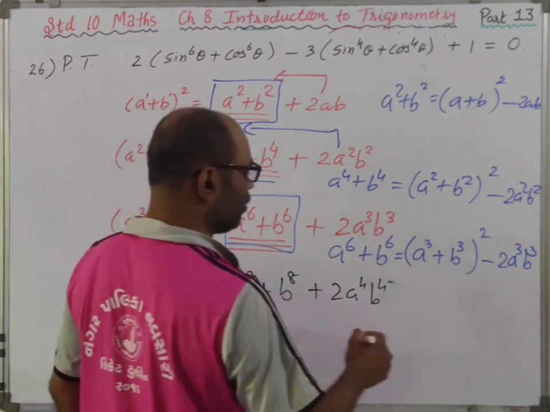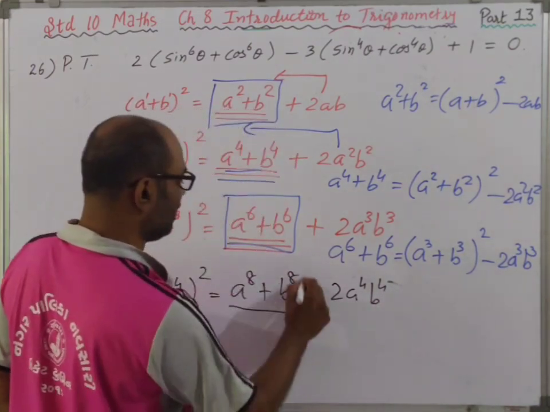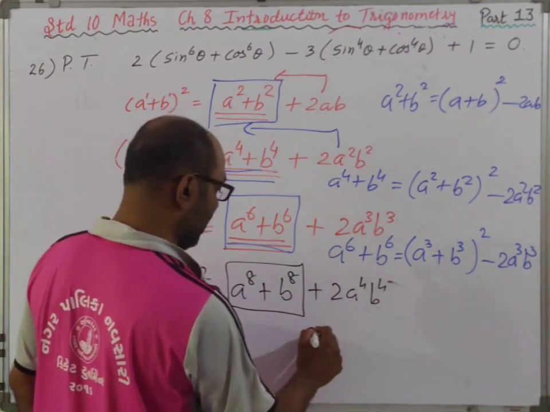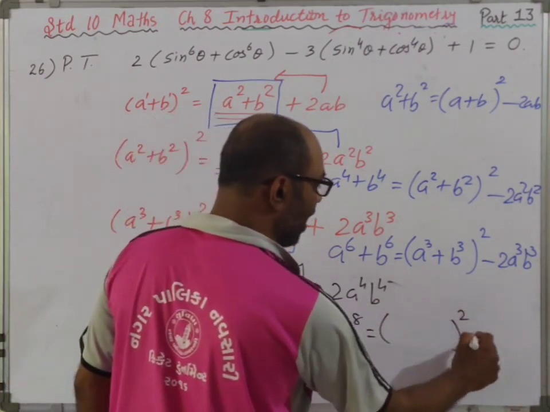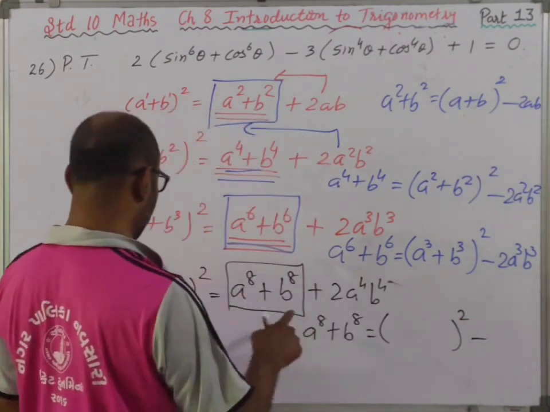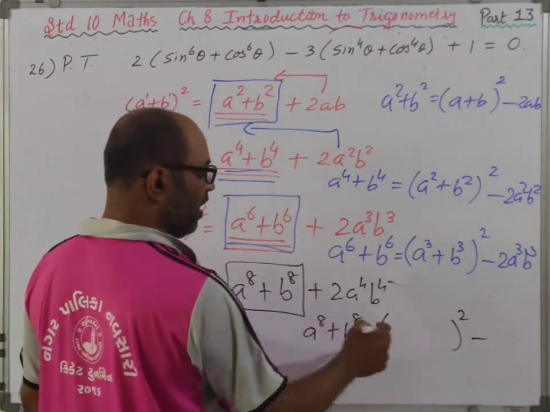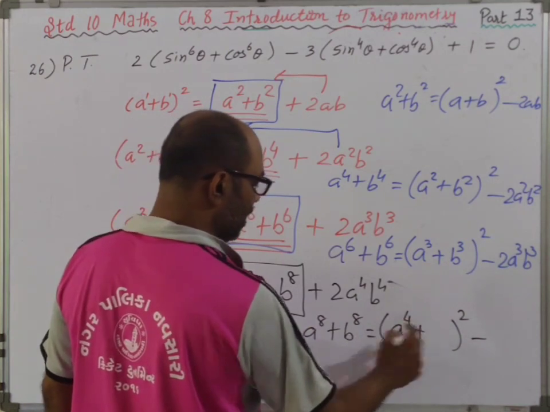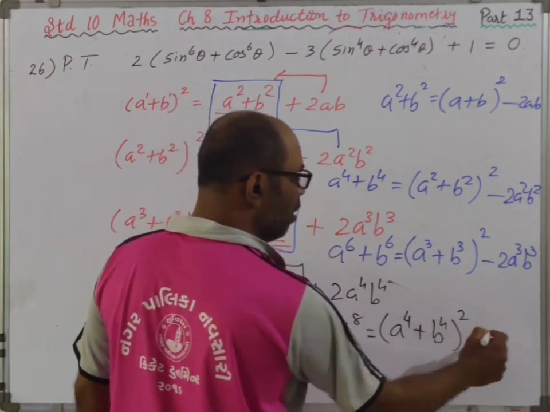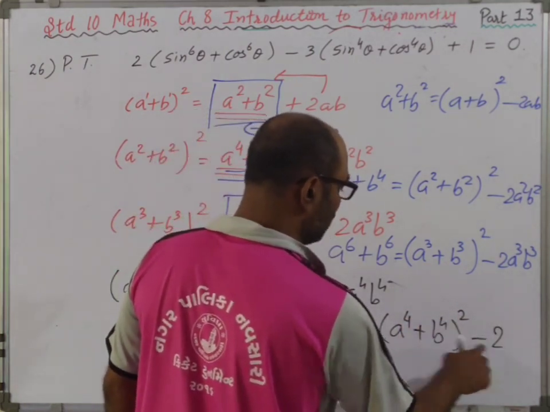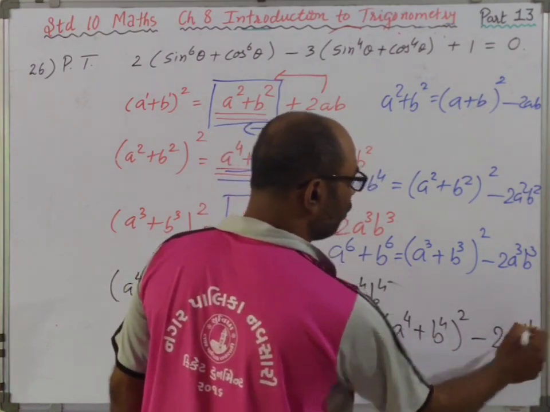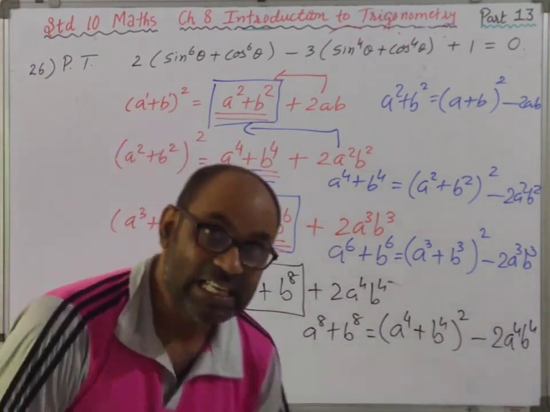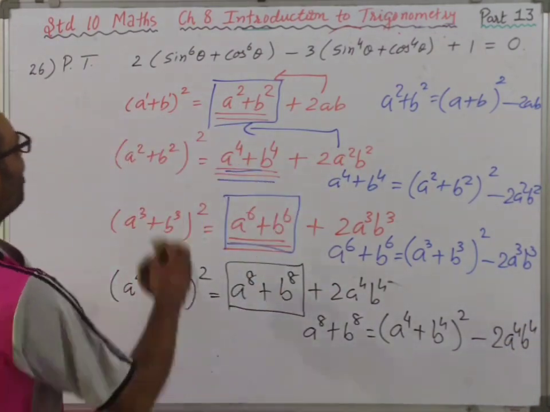Okay, so now this one. If you make this subject of the formula, a raised to 8 plus b raised to 8 is equal to whole square minus, okay, first let's see this. What is the square root of a raised to 8? a raised to 4 plus the square root of this, b raised to 4, minus, since it is a square, 2 times a raised to 4 into b raised to 4. Is that clear to you, children?